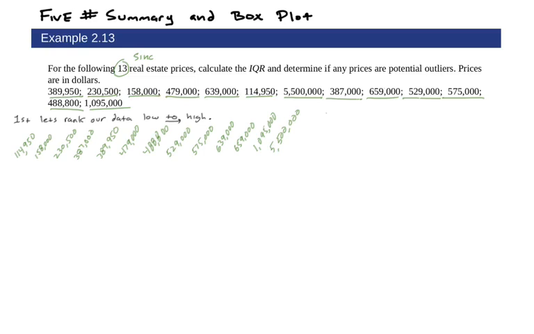Since we have 13 of these values, the number of data values is odd. That means we get off a little easy and we actually have a middle value. If we look at that middle value of 488,800, that's our middle value. That's going to be our quartile 2 in this case.